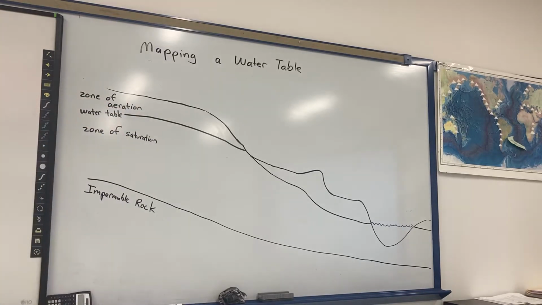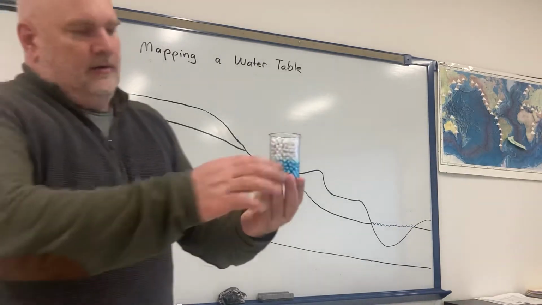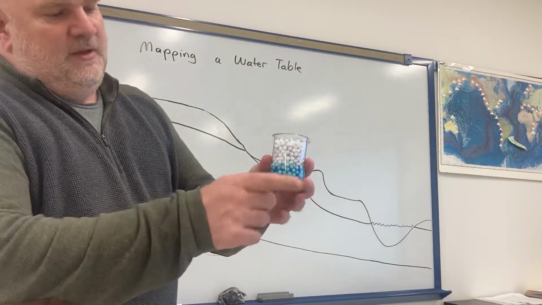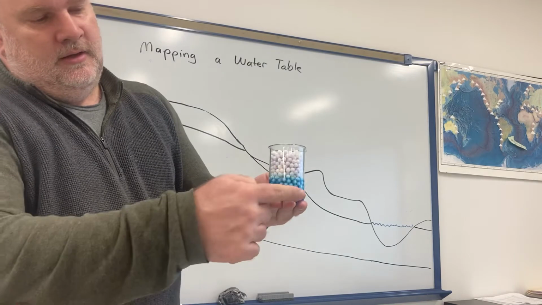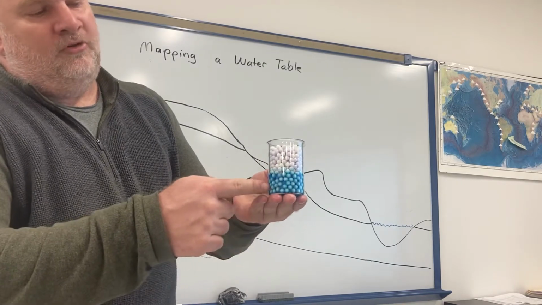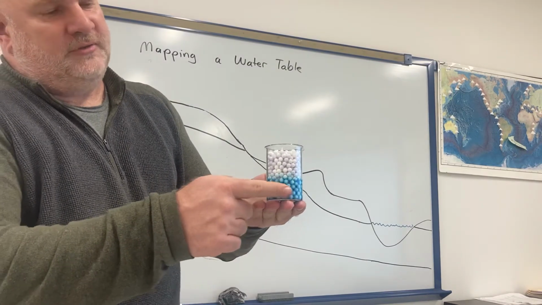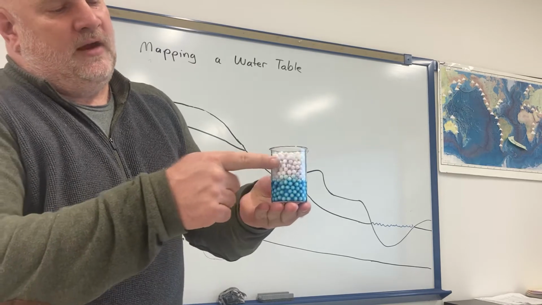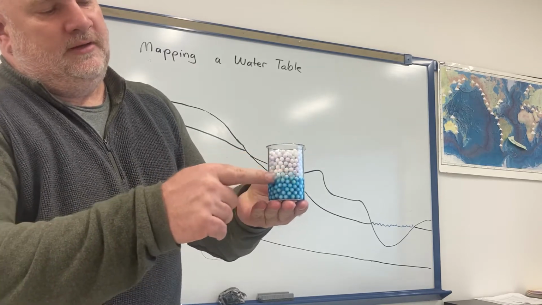All right, so it kind of looks like this guy right here. The bottom of the beaker would be the impermeable rock. That layer right there where all the pore spaces are filled with water is the zone of saturation. Up here, the zone of aeration, and that would be the water table right there.